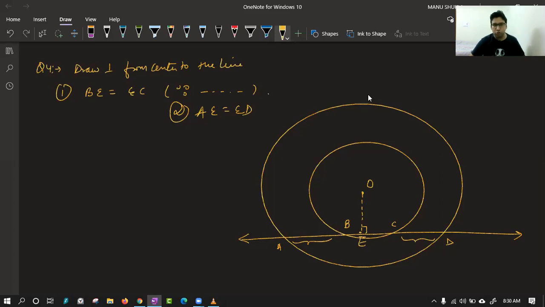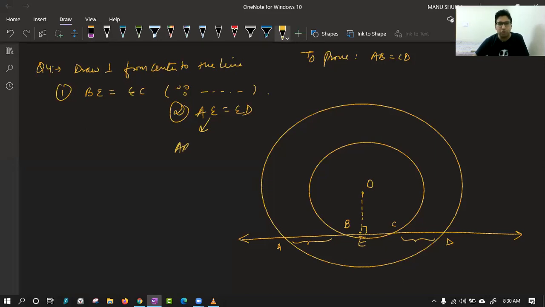Now we had to prove, to prove was AB equal to CD. Now class, now comes the thinking time. What should we do right now? Try to think. What we can write this AE as? Yes, we can write this as AB plus BE. Very good.